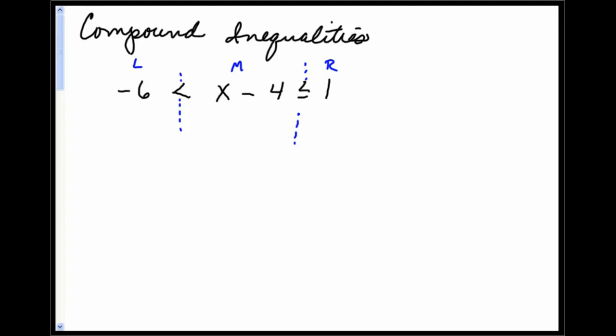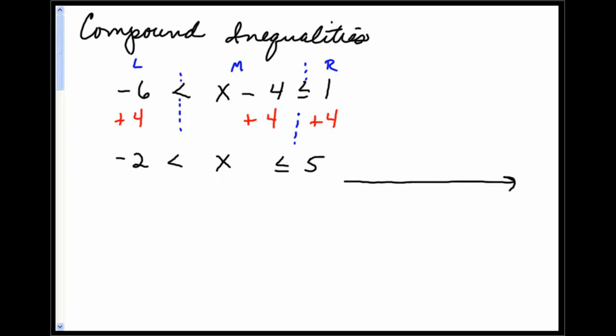So 4 is being subtracted from x, so I'm going to have to add 4 to the middle, but I also have to add 4 to the left and to the right. There's three parts where that 4 has to be added. So negative 6 plus 4 is negative 2, is less than x, is less than or equal to 5. So x is in between negative 2 and 5, but it's also equal to 5.